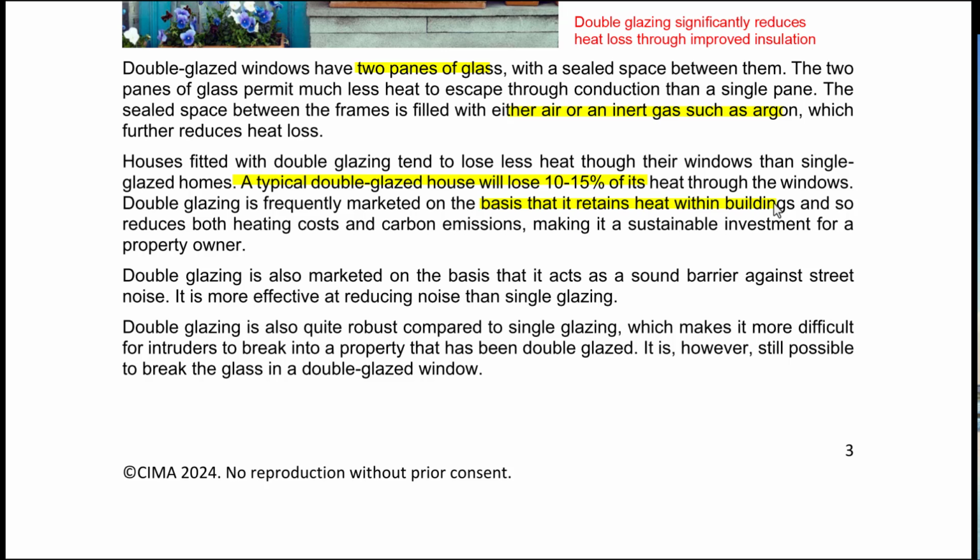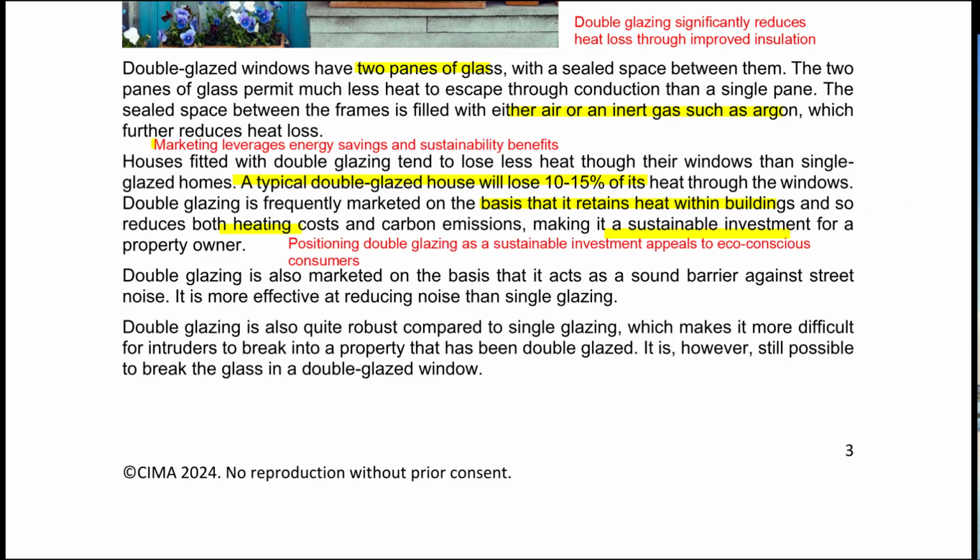That's a huge selling point, and the cost of double glazing and the installation of it, you're going to recoup through lower heating costs, and so it becomes a sustainable investment for a property owner. So you've got 2 selling points in this paragraph, in that it's going to save you money in the long term as a house owner, but also if you're an eco-conscious consumer, and let's face it, who isn't nowadays, you're going to be doing your bit to help the planet.